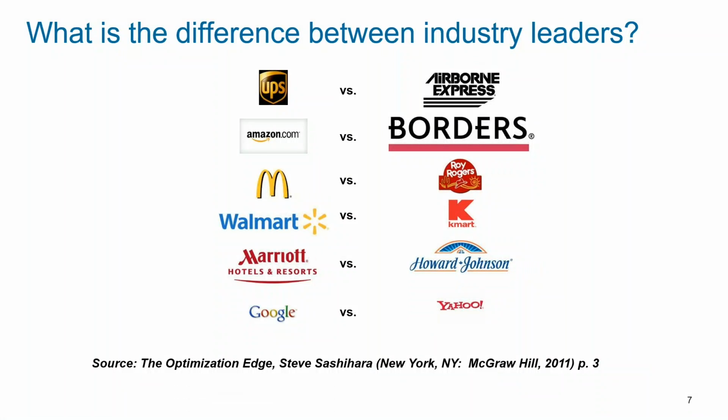So the first thing I want to do is show you an old slide. It's old these days. It's from a book by Steve Sashihara, which is called The Optimization Edge, that was published in 2011. It's kind of old, but it's not old at the same time. On the left side, you see companies like UPS, Amazon, McDonald's, Walmart, Marriott, and Google. And you realize what is the difference between the companies to the right.